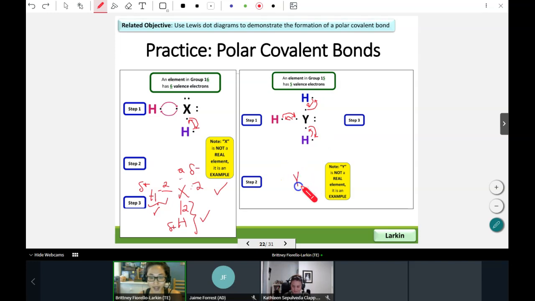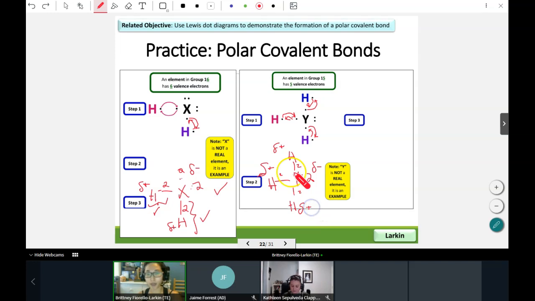And so we have our Y with its two electrons on the right, in addition to a line with hydrogen, a line with hydrogen, a line with hydrogen. Again, each line counting as two. So this time each hydrogen has two, and our Y has 1, 2, 3, 4, 5, 6, 7, 8. Everybody's happy. Again, Y being slightly more electronegative, and the hydrogens becoming slightly positive.